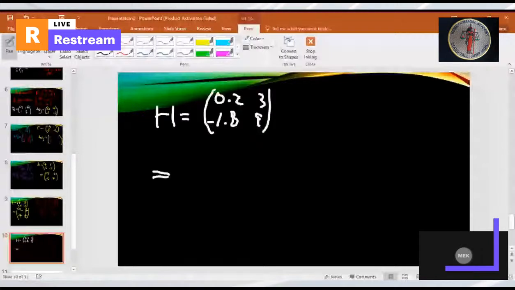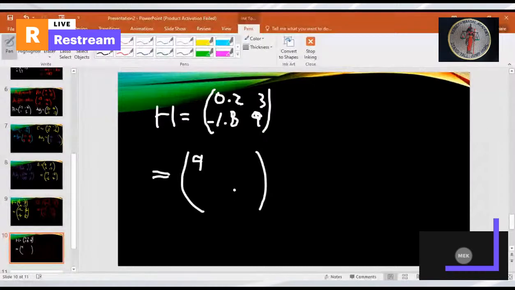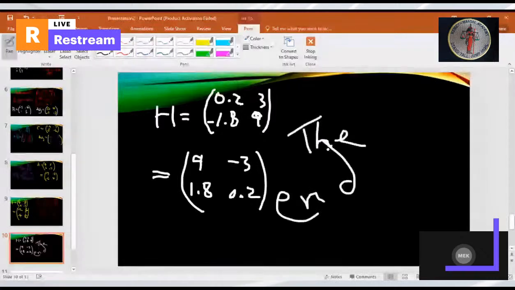Same principle. It doesn't matter whether they're decimal, whole number, or negative whole number. So we know 9 is going to go there. We know 0.2 is going to go there. We know we need to change that to a positive and -3, and change that -1.8 to a positive 1.8. And that's the end because it's just too easy. That's it. There's nothing more to it.